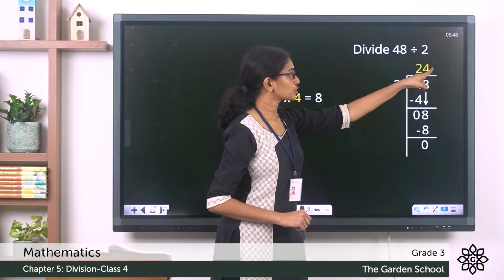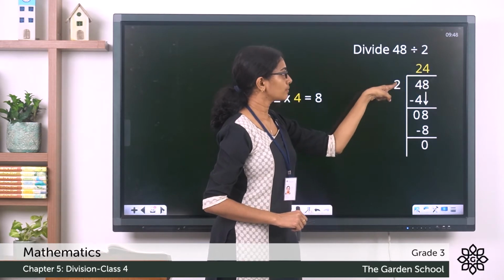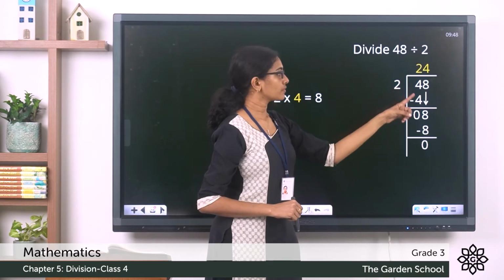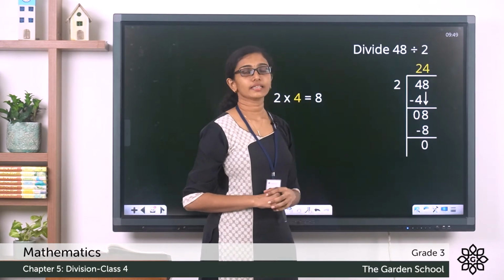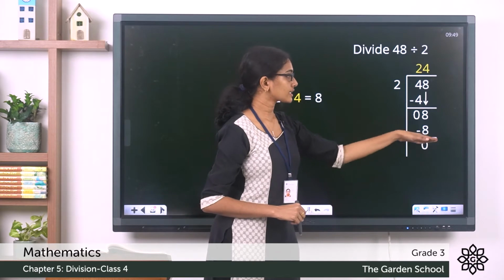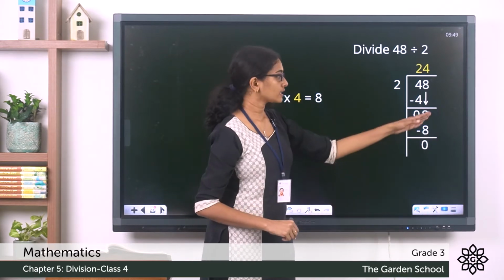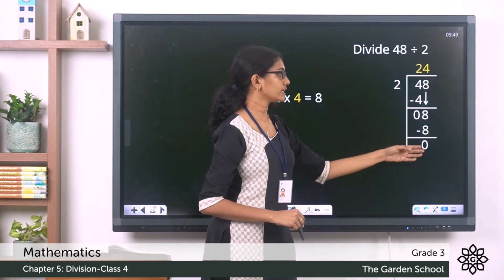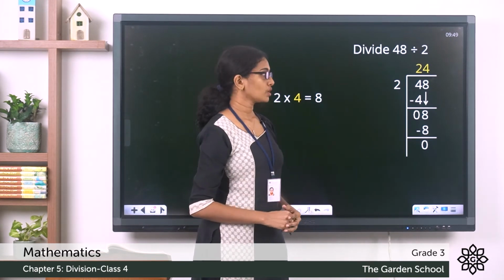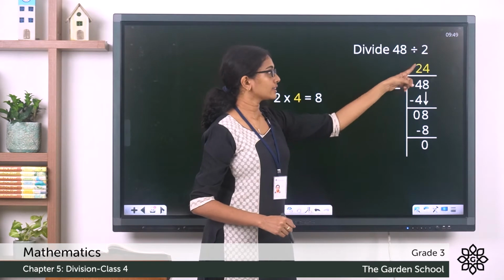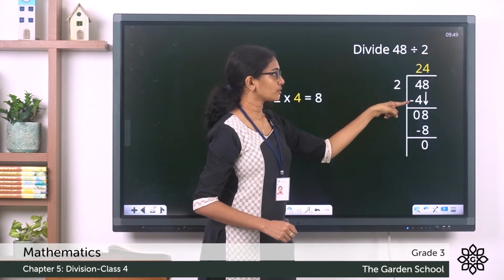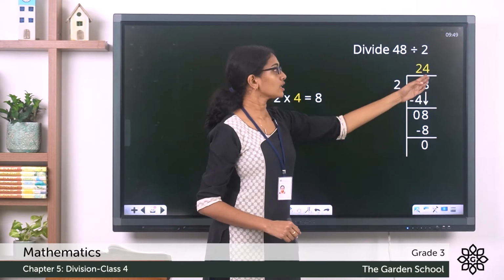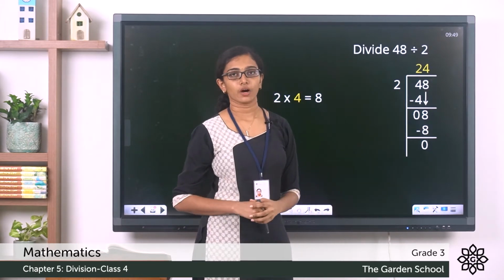The next step is to multiply this 4 by this 2. So, 4 into 2 we do and we write that just below the 8 that we brought down. And the next step is to subtract these two numbers. And on subtracting, we get 8 minus 8 is equal to 0. So, first you divide, then you multiply, then you subtract, then you bring down and you repeat till there are no more digits to bring down. Clear?